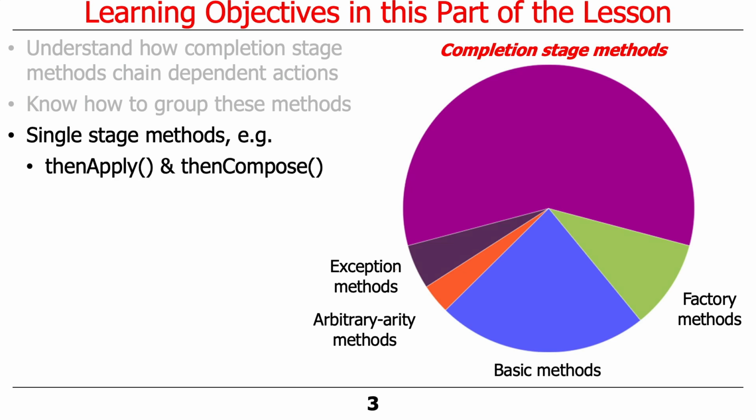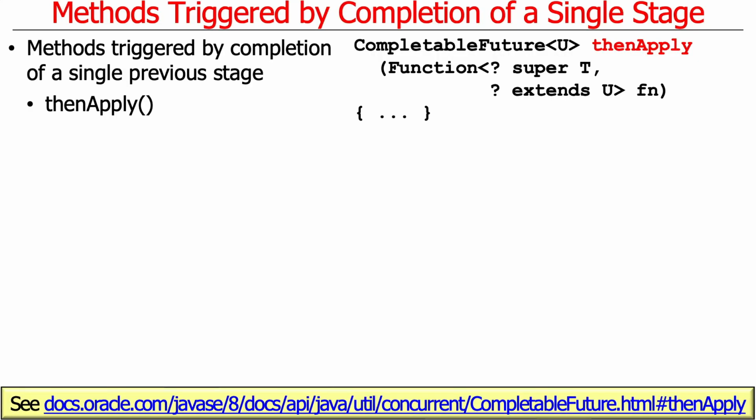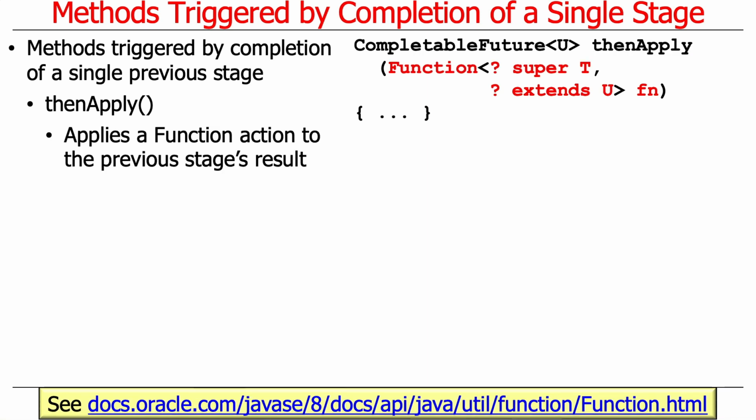In part one of this lesson, we'll talk about thenApply and thenCompose. Those are very common methods. So remember, these are methods that are triggered by the completion of a single previous stage. And we'll start by taking a look at thenApply. So thenApply applies a function action to the results of the previous stage.